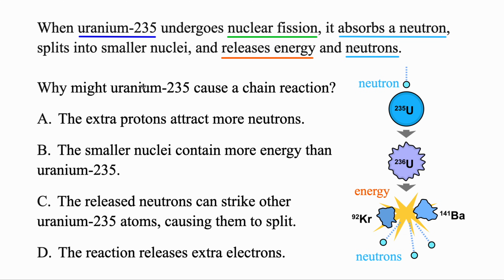Why might uranium-235 cause a chain reaction? So why might this element here eventually cause a chain reaction? And a chain reaction, that's just a process that repeats over and over again. So how might that happen for this diagram?